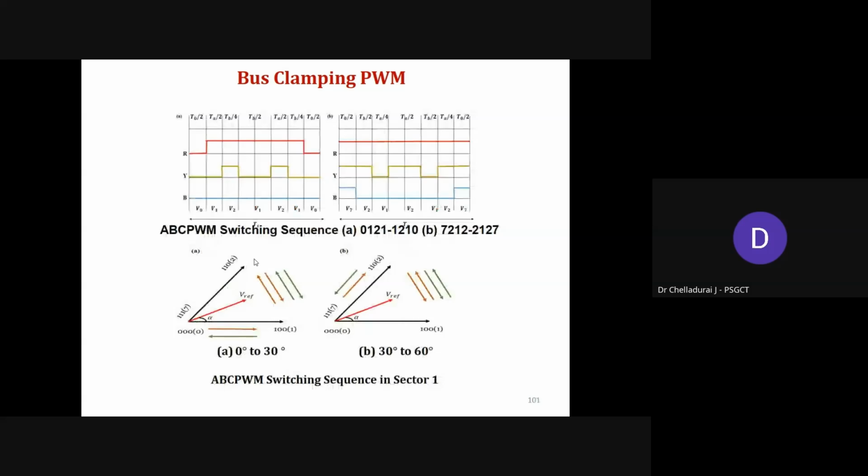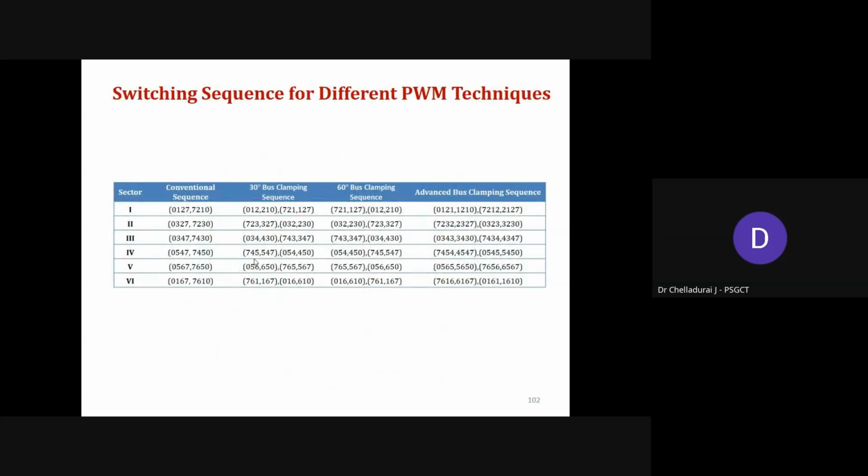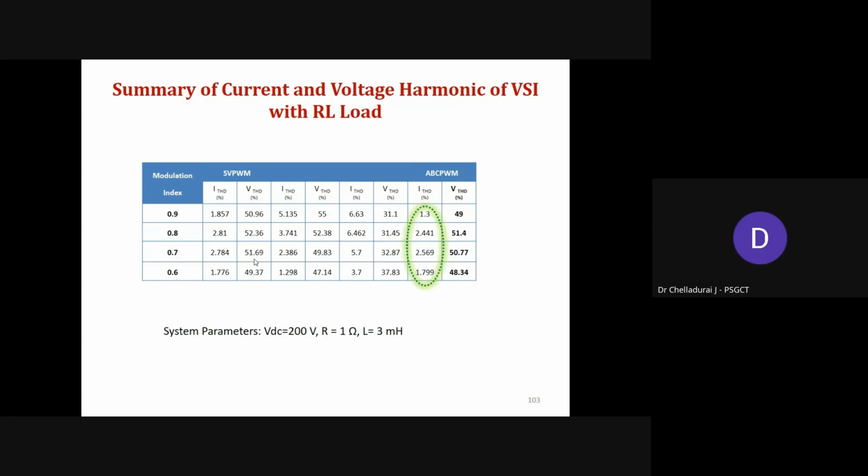So due to lack of time, I simply want to compare these three techniques. With the help of this simple RL load, I have compared the SVPWM technique, that is the conventional SVPWM technique, I think here 30-degree PWM and then 60-degree. Another one is the advanced bus clamping PWM technique. With this advanced bus clamping PWM technique, the current THD performance is better compared to all the three different space vector pulse width modulation techniques.